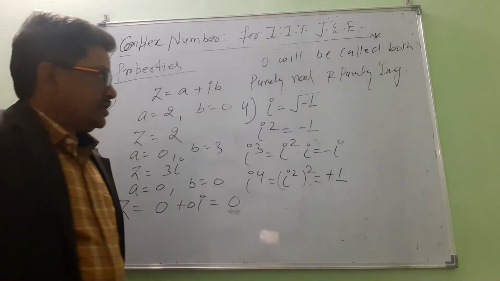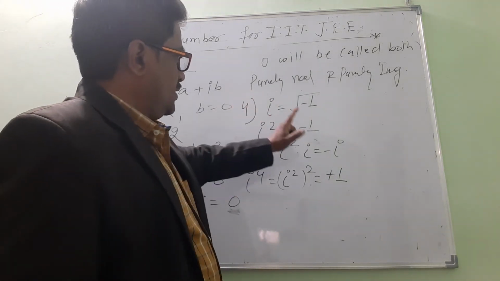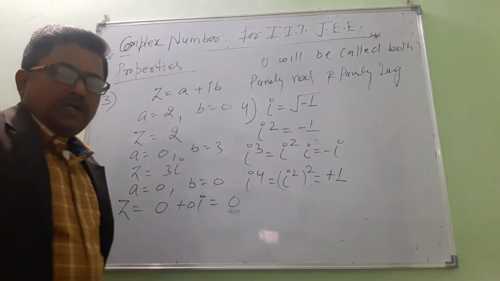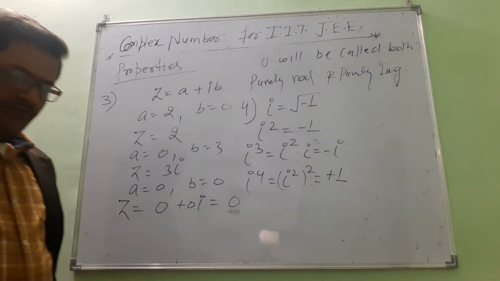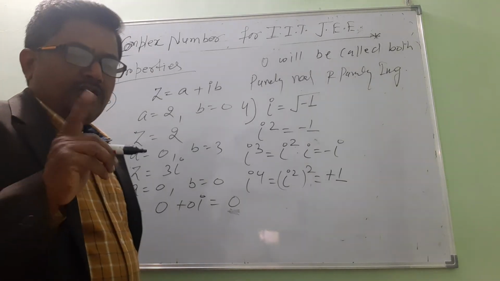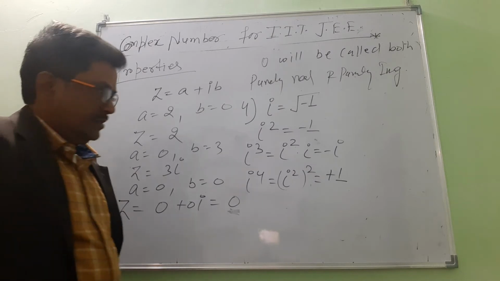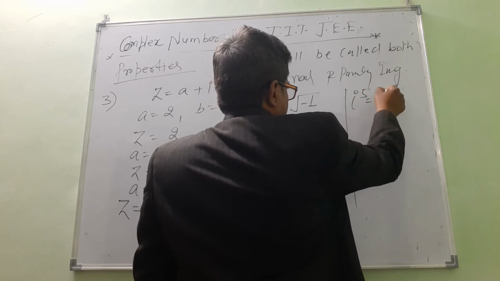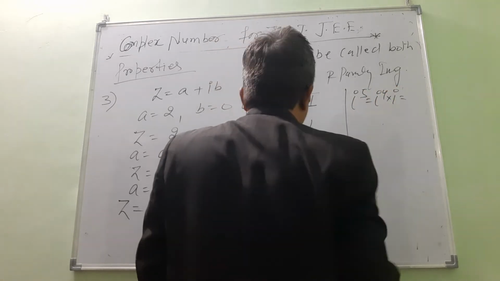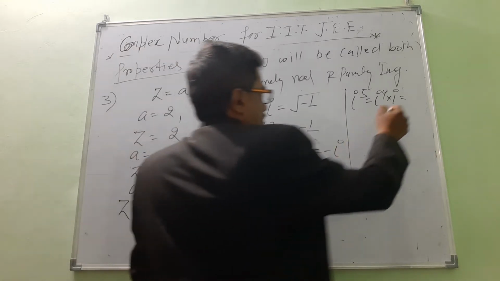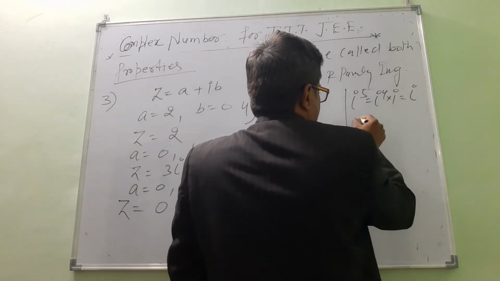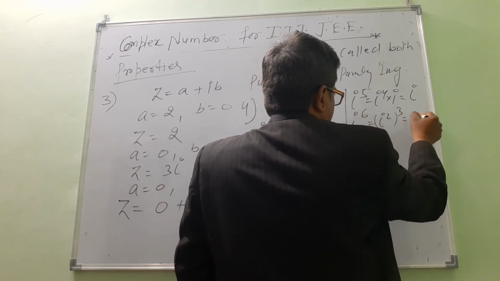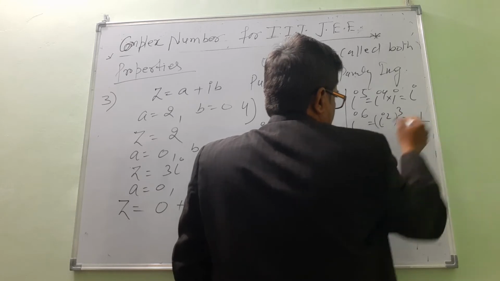We got 4 values. First value is iota, second value is minus 1, third value is minus iota, and fourth one is plus 1. Now if we take further 4 powers, we will obtain the same values. Let us check. Iota to the power 5 means iota to the power 4 into iota, and iota to the power 4 is plus 1. So we get iota. Iota to the power 6 is iota square whole cube, and iota square is minus 1. Minus 1 whole cube is minus 1.